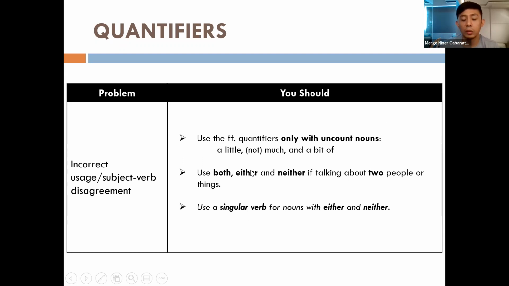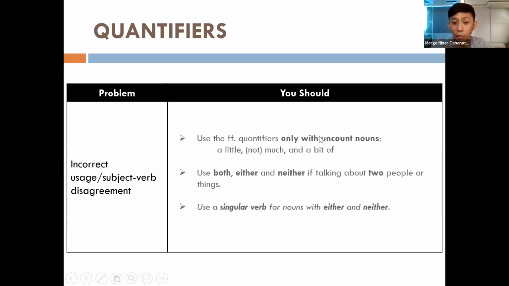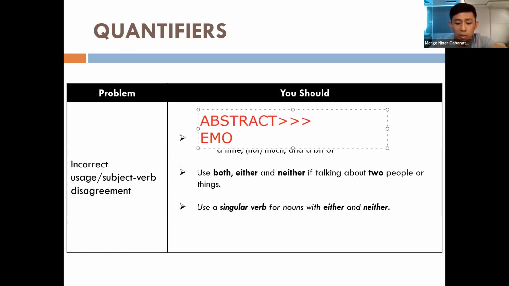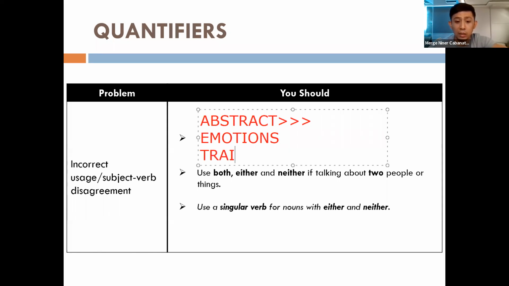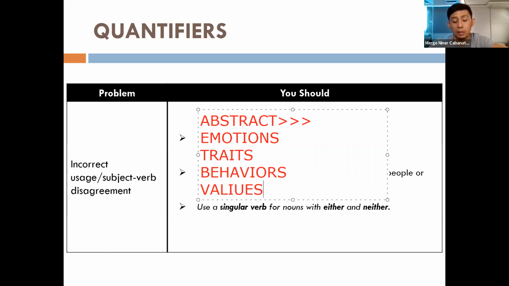So we use the quantifiers. Ito naman, kung meron tayong quantifiers para sa count noun lang, meron din tayong quantifiers para sa non-count. Ito nga, si a little sugar, a little respect. Guys, I just want to share, hindi lang po yung mga concrete noun ang pwede natin gamitin sa non-count noun, pati po yung mga abstract na may emotions, di ba? Emotions, at saka traits, behaviors, and values, di ba? Tulad ng respect. Ano pa? Tulad ng love, freedom, attention.